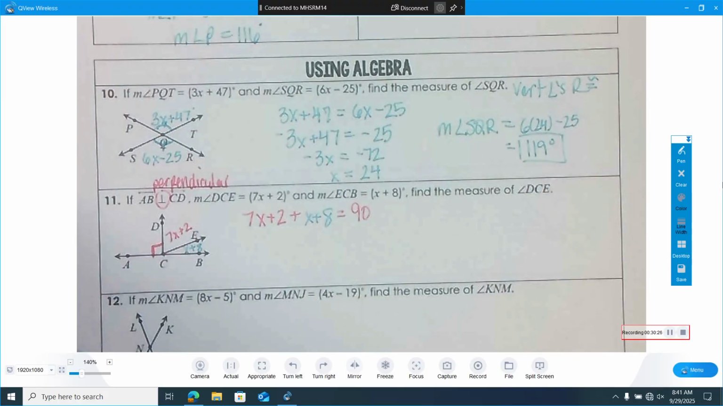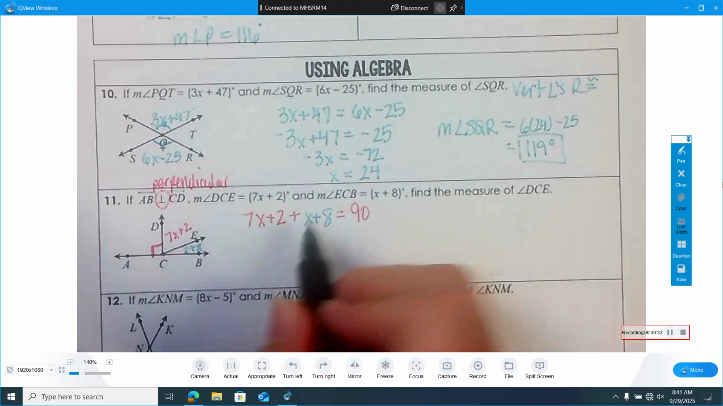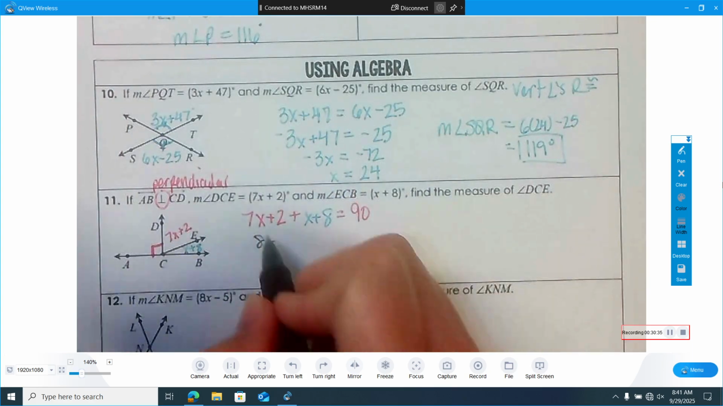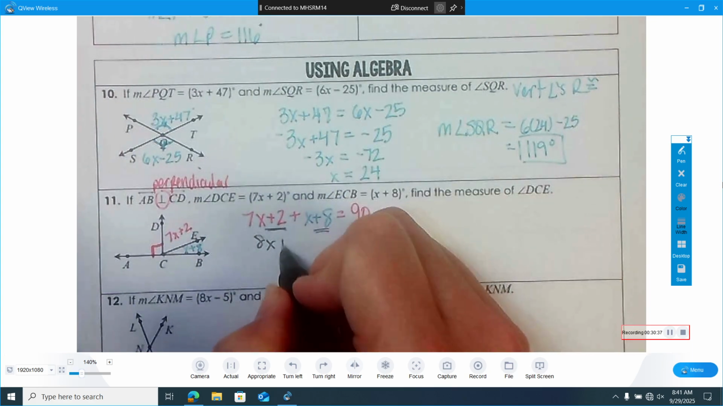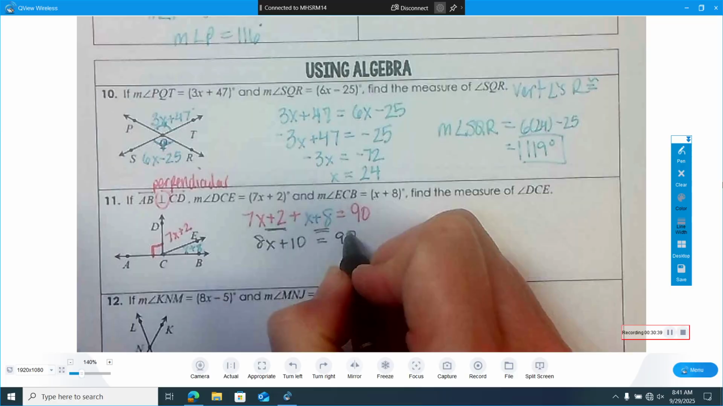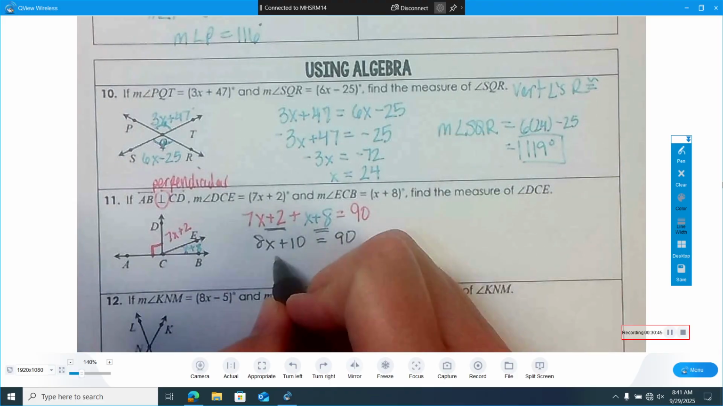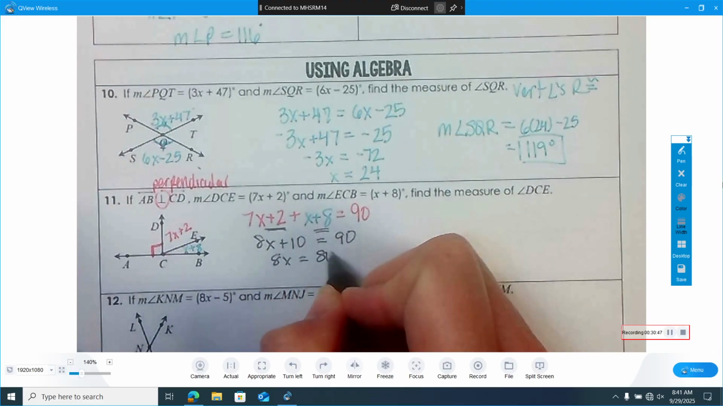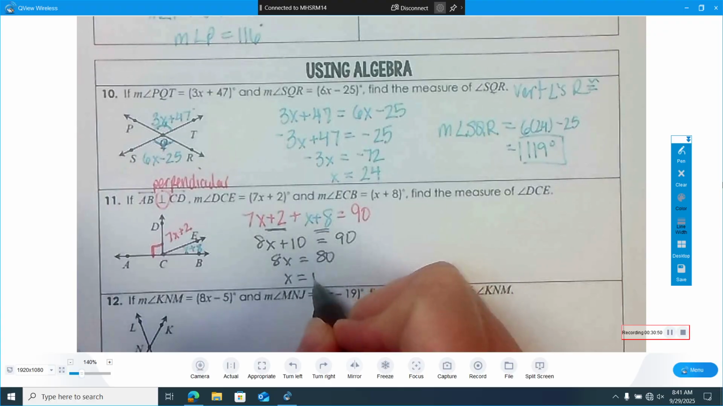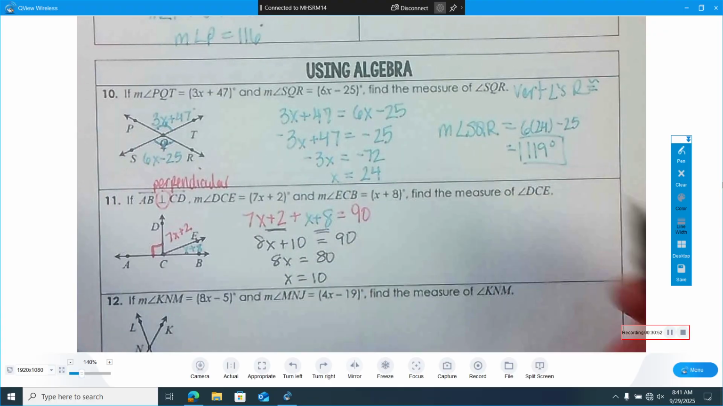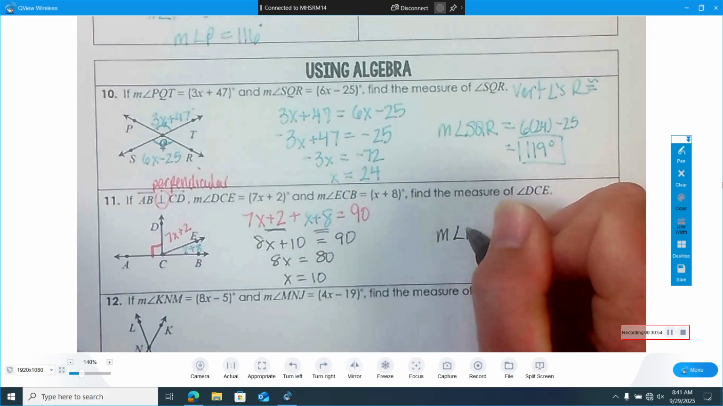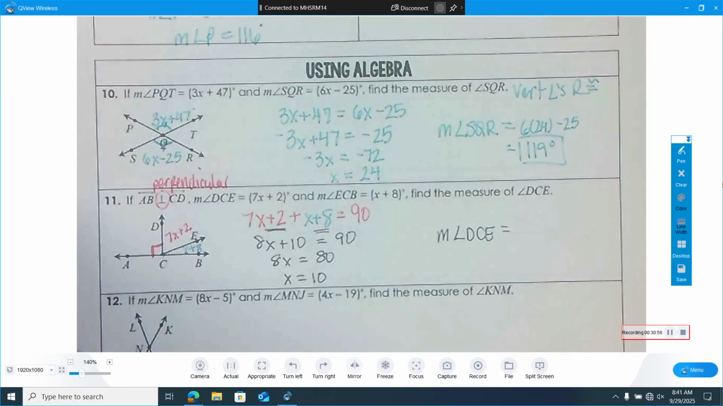Beautiful. It's all about how you set up your equations. We've got 7x's plus 1x is 8x's. 2 plus 8 is 10. So that's set equal to 90. And then what should we do to solve? Good. So we have 8x equals 80, which means x equals 10. Beautiful. And then we want the measure of angle DCE.